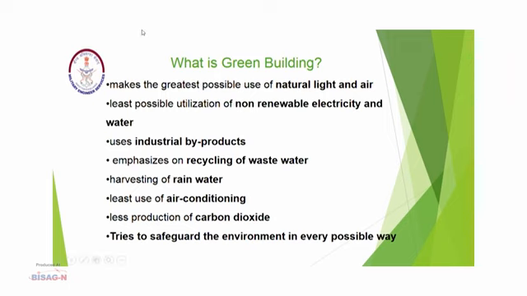So there was a need for green ratings. And for achieving a green rating, the building needs to be green. And what is a green building? The building which makes the greatest possible use of natural light and air, which utilizes the least non-renewable electricity and water, which uses industrial byproducts, which emphasizes recycling of wastewater, which harvests rainwater, which utilizes air conditioning to the least possible extent, with less production of carbon dioxide, and overall the building which tries to safeguard the environment in every possible way.